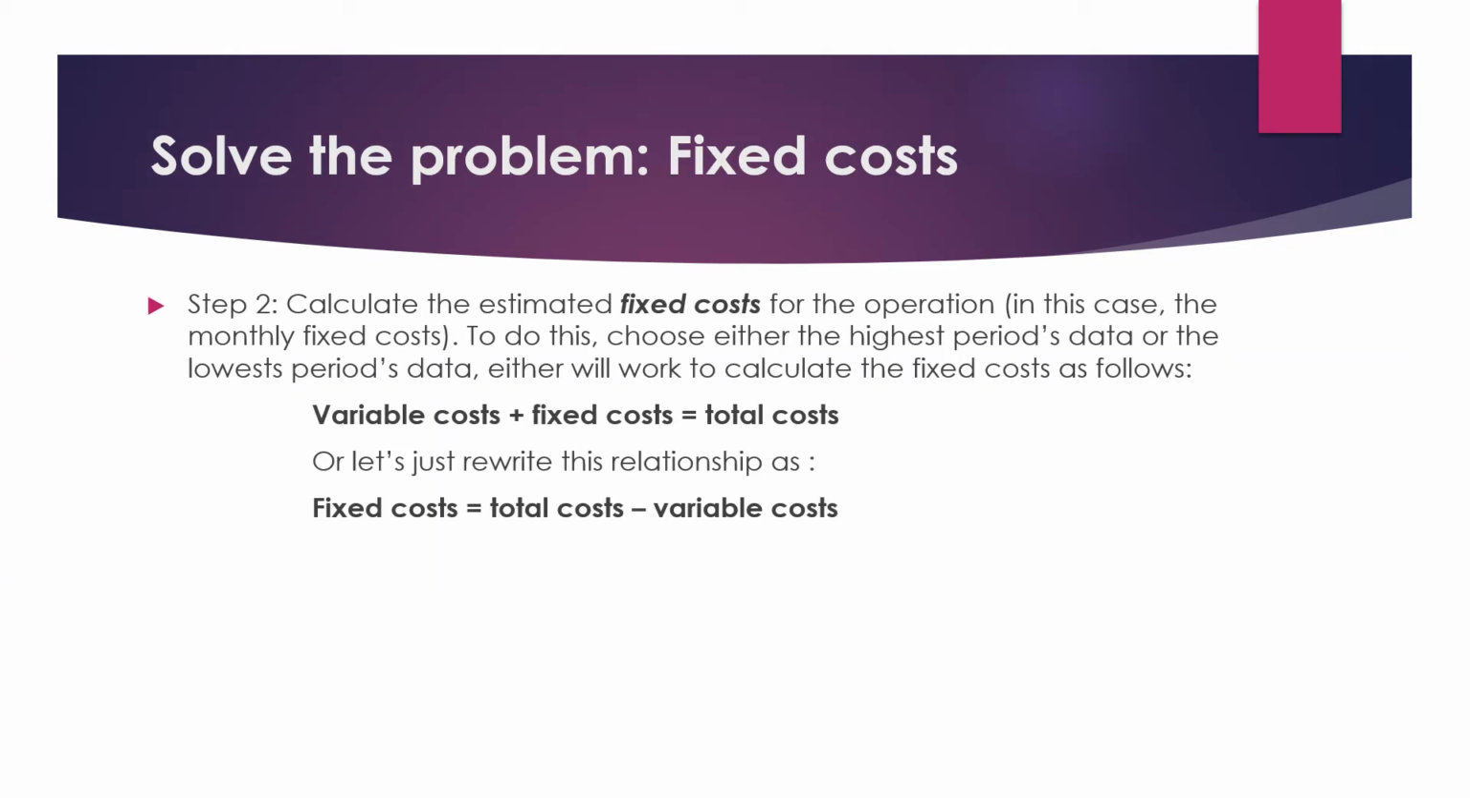To solve the problem for the fixed cost, step 2, calculate the estimated fixed cost for the operation, in this case, the monthly fixed cost. To do this, choose either the highest period data or the lowest period data. Either will work to calculate the fixed cost as follows. Variable cost plus fixed cost equals total cost. Let's just rewrite this relationship as fixed cost equals total cost minus variable cost.